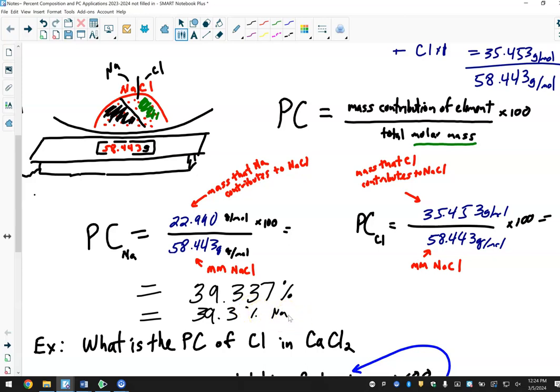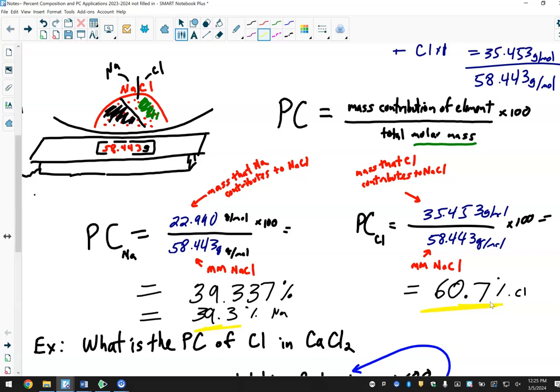Okay? So then what would we get for chlorine? Who has the number for chlorine? Percent? 60.7. 60.7% chlorine in NaCl. Now, if you think about it, these two should add up to 100, right? So sometimes, if you only have 2 elements and you find sodium, 39.3, then you can just subtract from 100 to get the percent of chlorine.